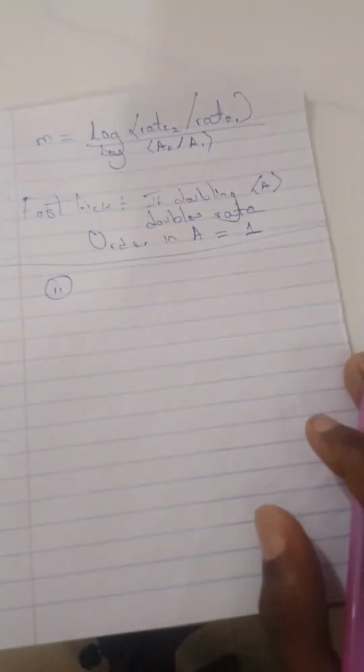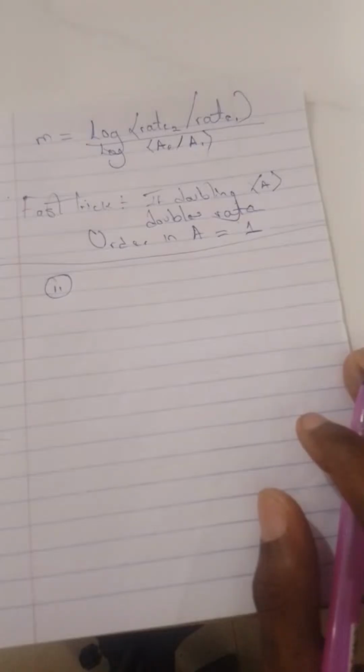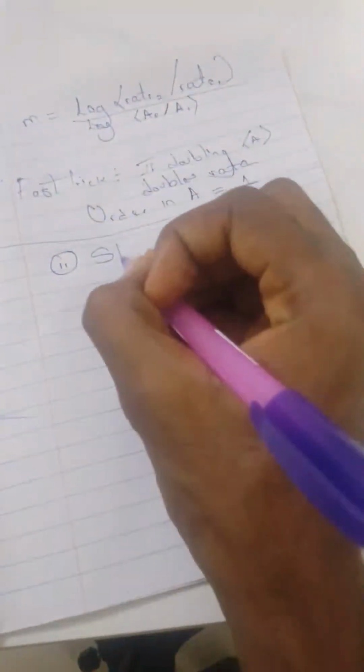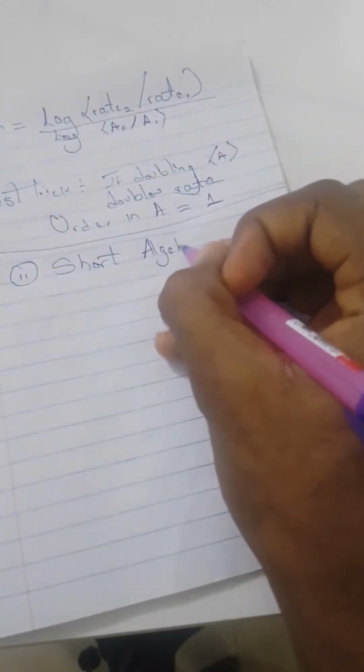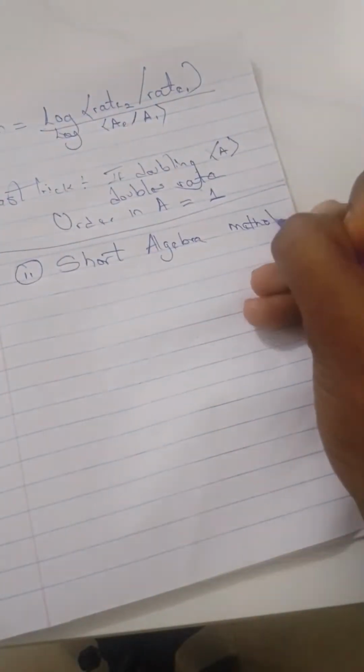So the second method I was talking about here. Are we following? The second method is what I call the short algebra method. The short algebra method is when you have many variables, or when many variables change. So in this case, use the log formula above.